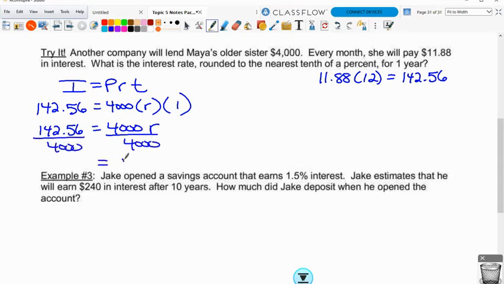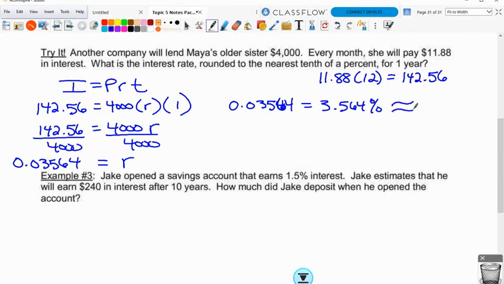When you do that on the right, that leaves you with R. On the left, if you punch this into your calculator, you're going to get a decimal that says 0.03564. Okay? Now, we need to take this decimal and change it to a percentage first. 0.03564, move the decimal once, twice to the right, and that's going to be 3 and 564 thousandths percent. Now the directions say round your answer to the nearest tenth of a percent.